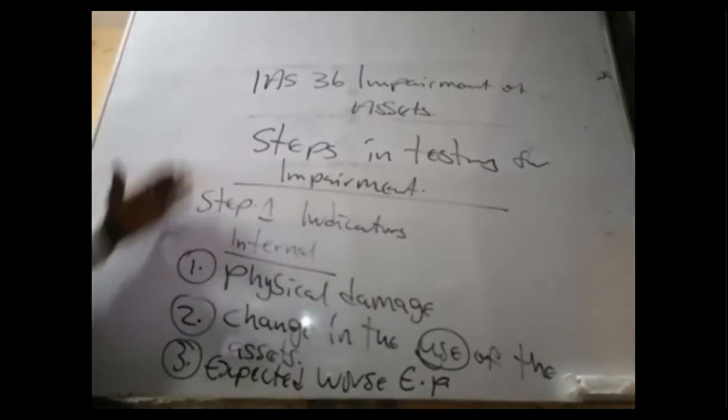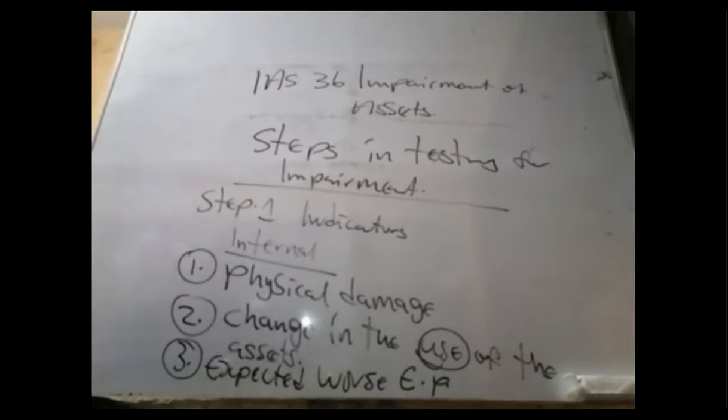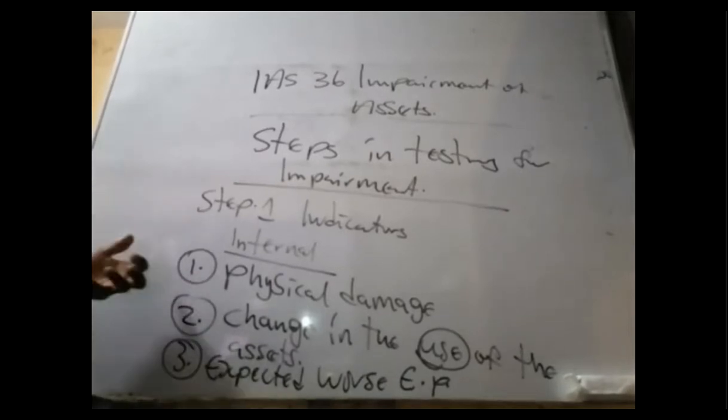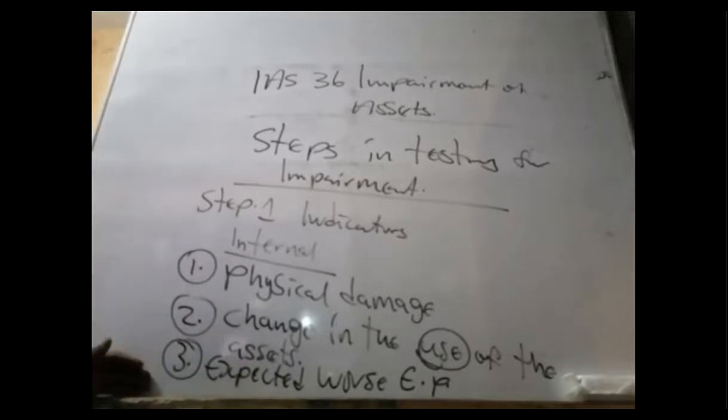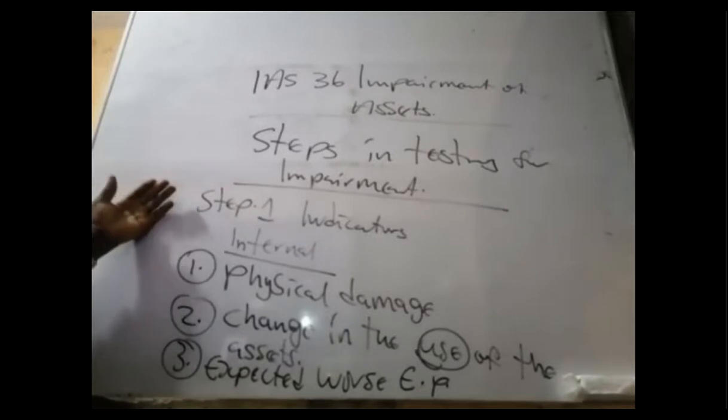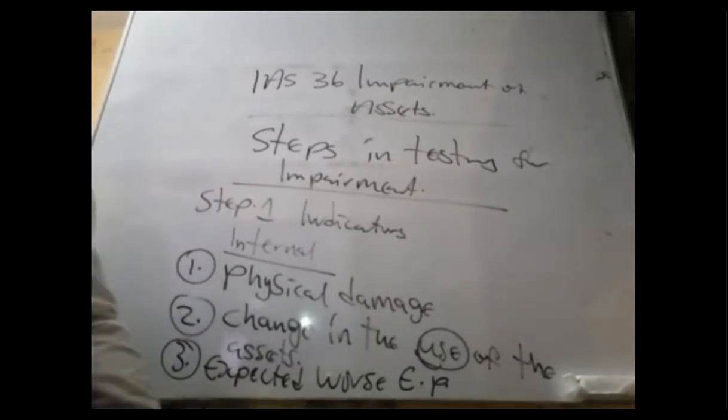So what do we do? The test for impairment. How do you test for impairment? The first step is to look at the indication, the sources of information that may be available. These are the internal indicators. And let's go to the external indicators. Good.